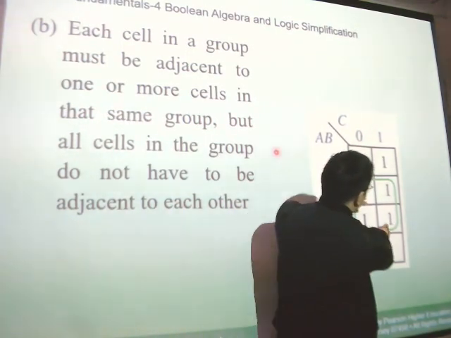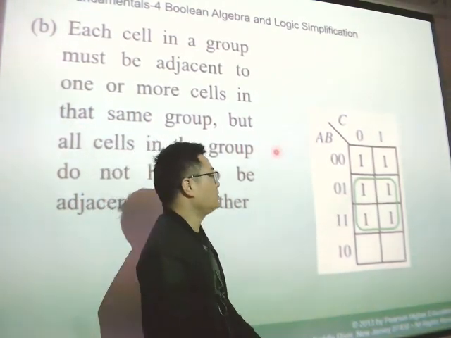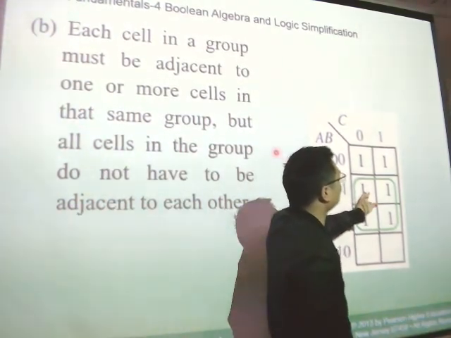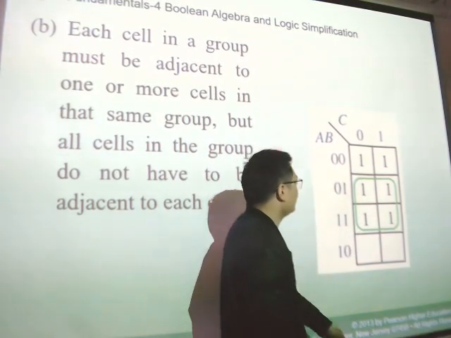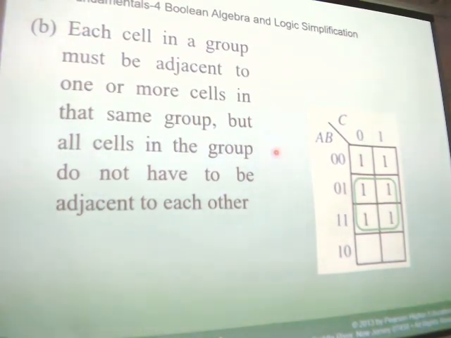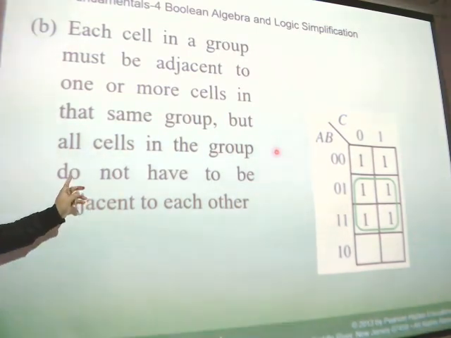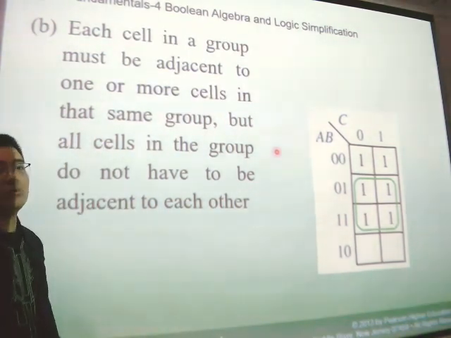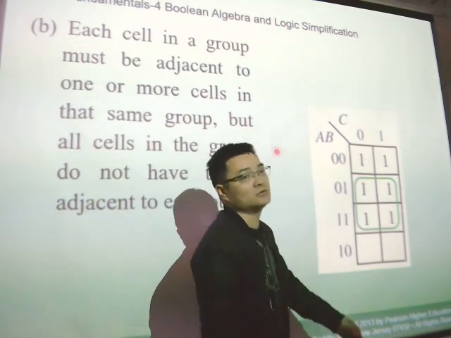But these two cells are not adjacent. This cell doesn't have to be adjacent to this cell. Don't have to be. We only need to make sure that 1 or more cells are adjacent to each cell.